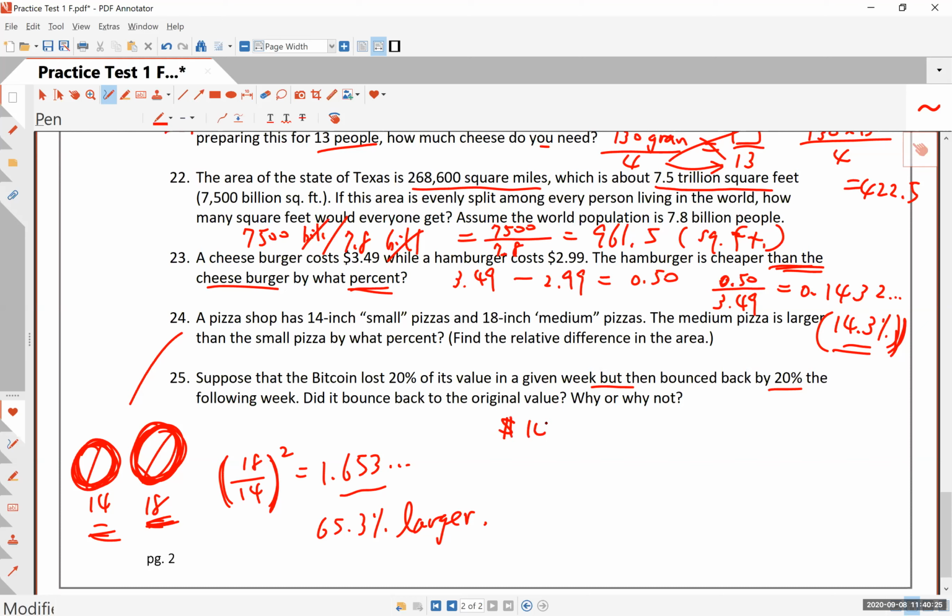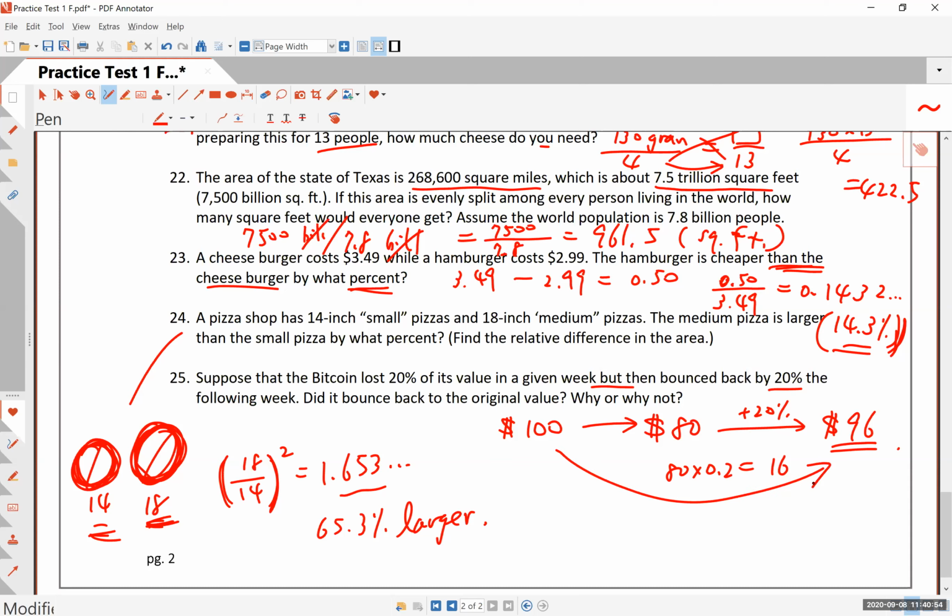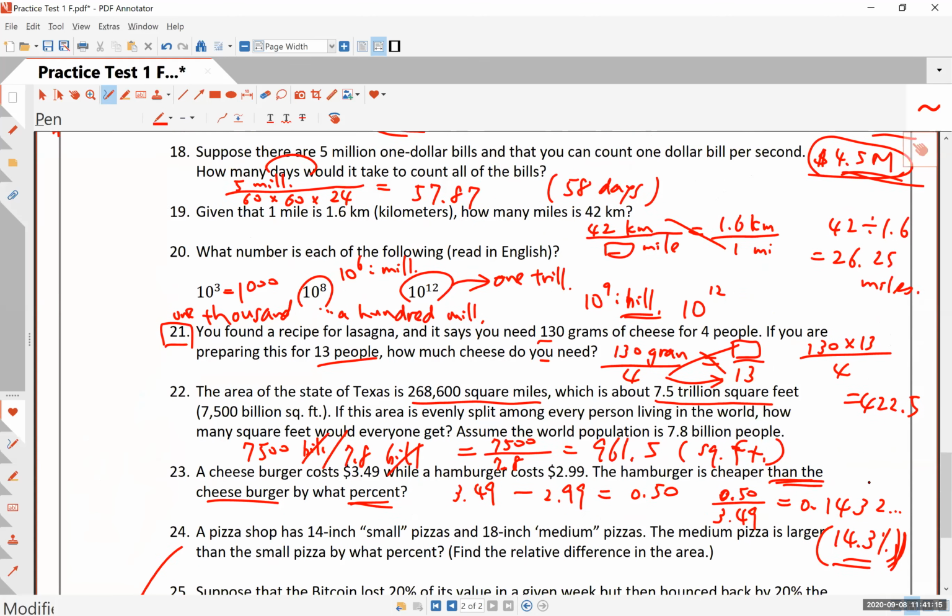So what is that? Let's start with some number here. Let's say one day the Bitcoin is worth $100. After the 20% loss, that's a $20 loss, it's worth $80. But now you have to add 20%. And what is 20% of $80? That's $16. So you add $16 to 80, and the answer is $96. So from 100 to 96, that's a loss of $4, and $4 out of 100 is of course 4%. So if you lost value by 20% followed by a 20% gain, it turns out you have actually lost 4% of your value. I hope this is making sense.